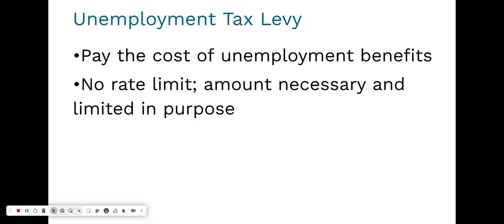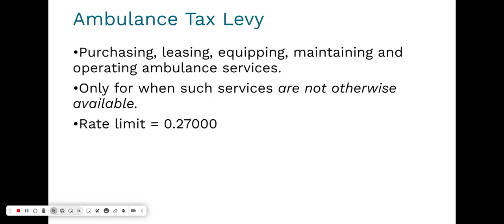Unemployment tax levy, this is to pay the cost of unemployment benefits. There is no rate limit for this one either. It is the amount necessary, and it is limited in purpose. Ambulance tax levy, this is only for public hospitals when such services are not otherwise available. So this is a situation where basically the hospital would be the only party providing ambulance service within the county. And this would be for the purchasing, leasing, equipping, maintaining, and operating of the ambulance service. And it is a rate limit of 27 cents per thousand.